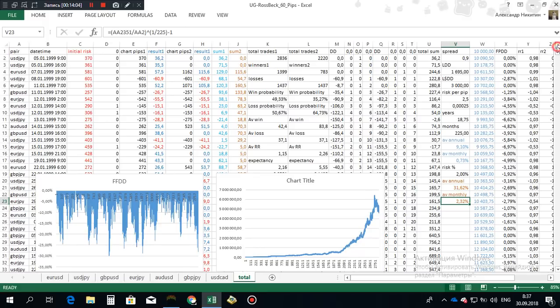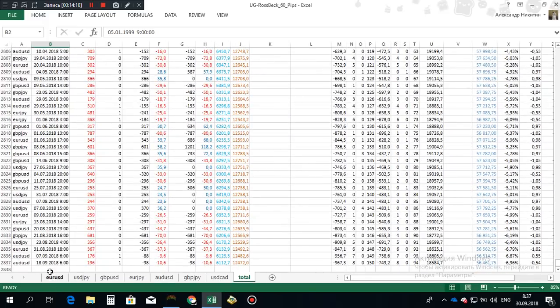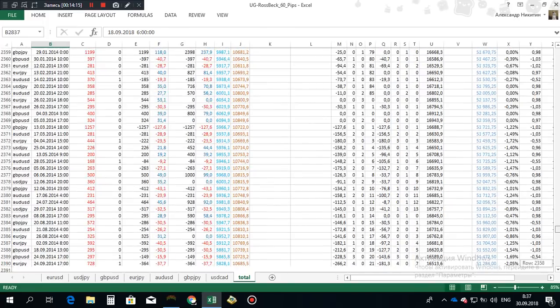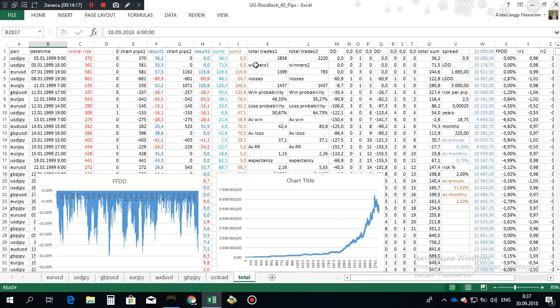So I compiled them together, those that I finished, starting from 1999 and ending 2018. So I found a total of 2,836 trades. You see that? And here are the numbers and statistical calculations. So what is the probability of hitting a winner, what is the probability of hitting a loss, and so on and so forth.